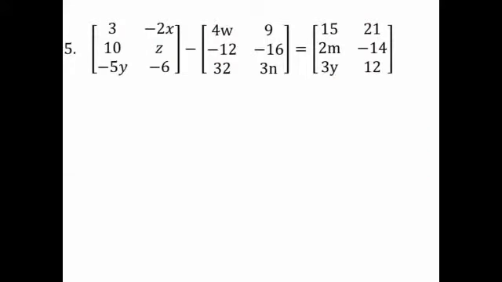Moving on to 5, this has a lot of stuff in it. And so it's looking like I need to get an x, a y, a w, an n, and an m. And that'll give me all those variables. So we're going to start writing a bunch of equations. Let's start with the x part. So negative 2x minus 9 is going to equal the 21 part. So negative 2x minus 9 equals 21. And then I'm going to have an equation with the y. So I'm going to have negative 5y minus 32 is going to equal the 3y on the right side.